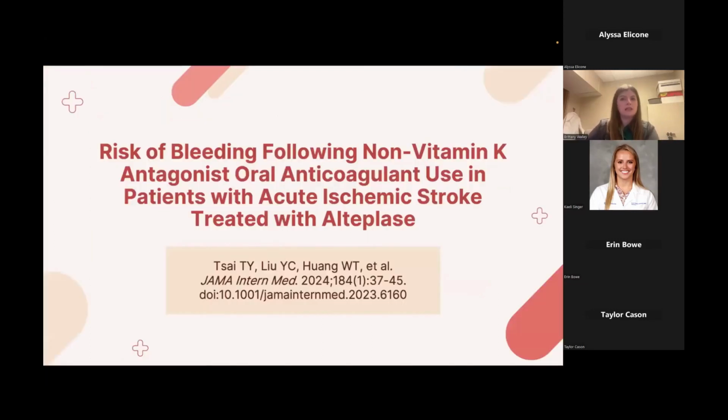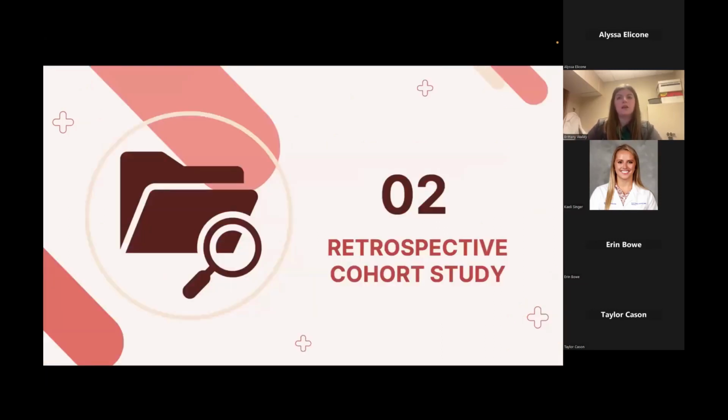So at this time, we'll proceed into our discussion of today's article on the risk of bleeding following non-vitamin K antagonist oral anticoagulant use in patients with acute ischemic stroke treated with Alteplase, which was published in JAMA Internal Medicine of January of this year. This article essentially consisted of two studies. It was a retrospective cohort study and later a meta-analysis to incorporate findings of the former evaluation into current evidence on NOAC exposures in patients treated with Alteplase for acute ischemic stroke.